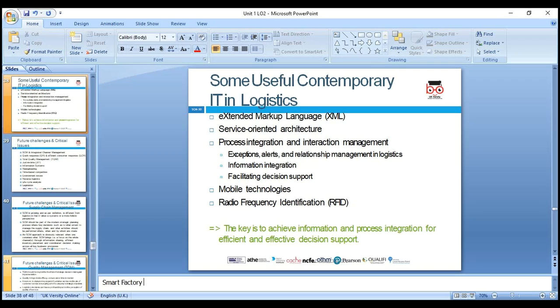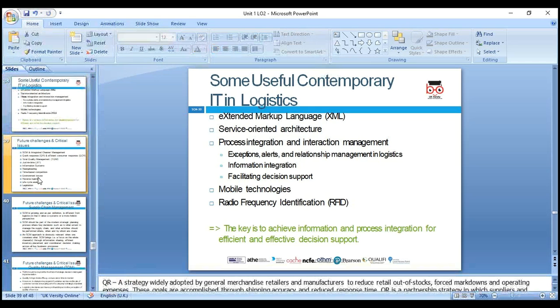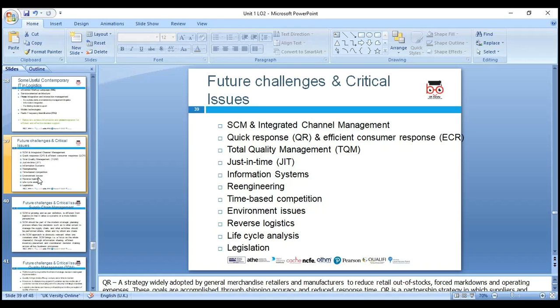Sometimes you don't want to show it, because if you want to change the price they can get the benefit of it. Or because we have a shortage they can reserve it, maybe you have 30 days payment policies, and another company can get the benefit out of that. Future challenges and critical issues: supply chain and integrated channel management, quick response, efficient.